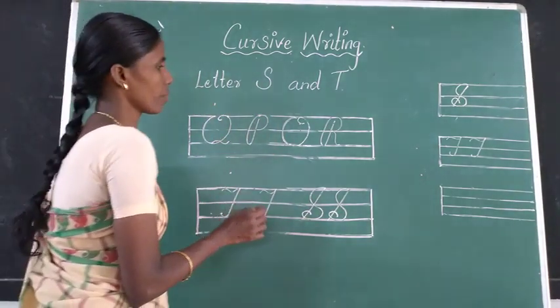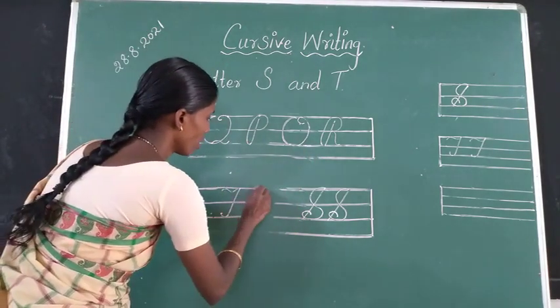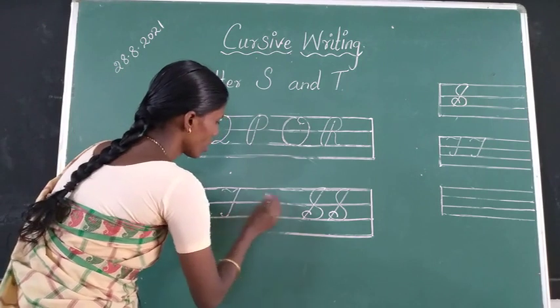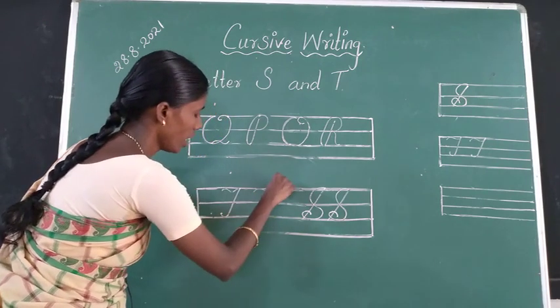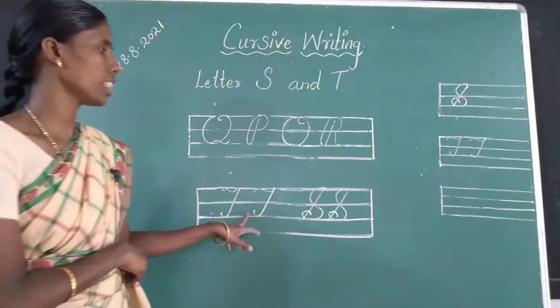Okay. Then T. Draw a curve line, then come down with a slant line and turn it. This is capital letter T.